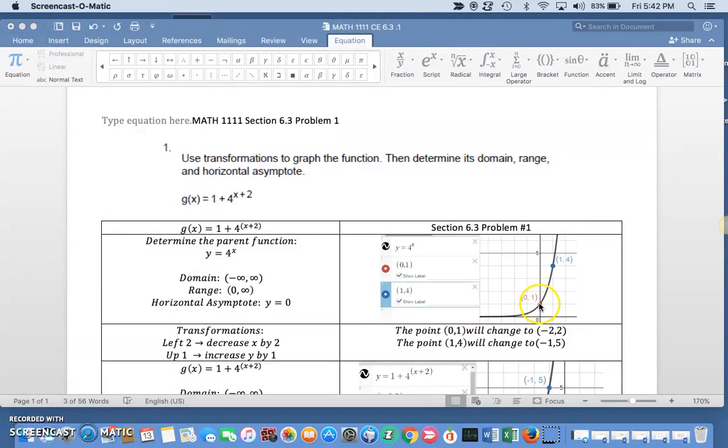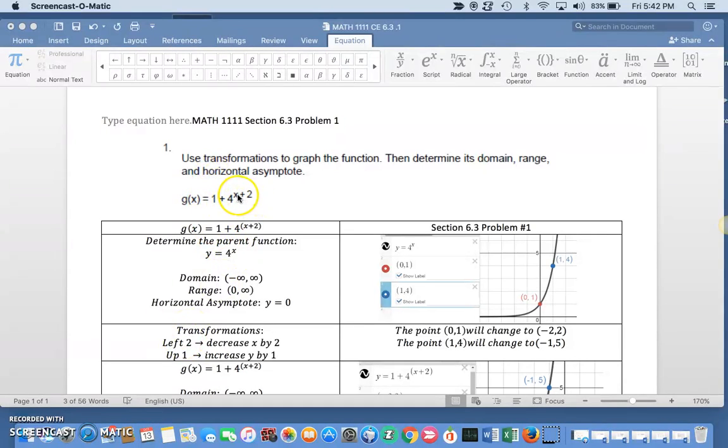Because at 0, you're going to get 1. At 1, you're going to get 4. And at negative 1, it's actually 1/4. So that is the graph. Now, your transformations. This would be left 2 and up 1.